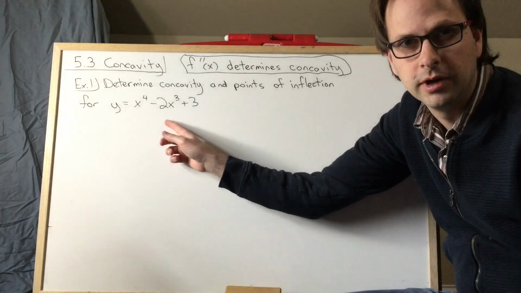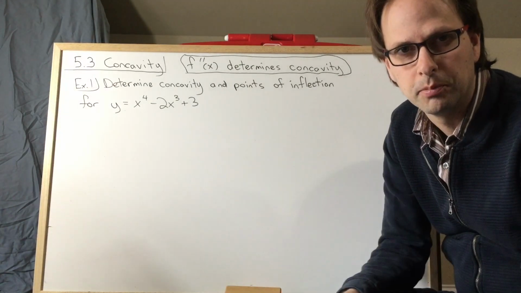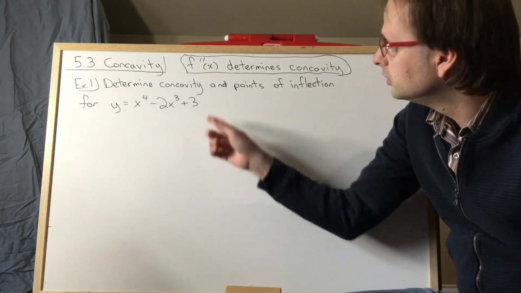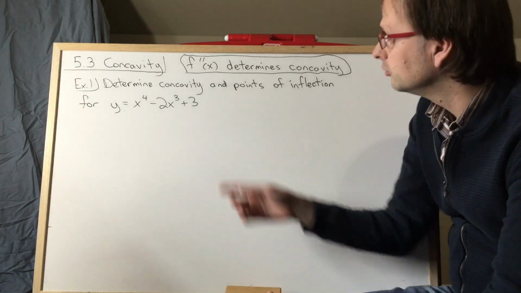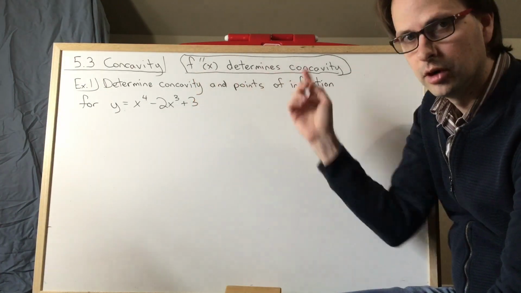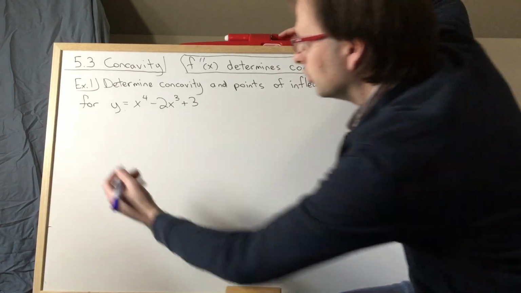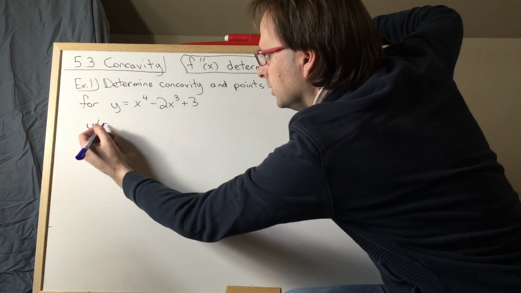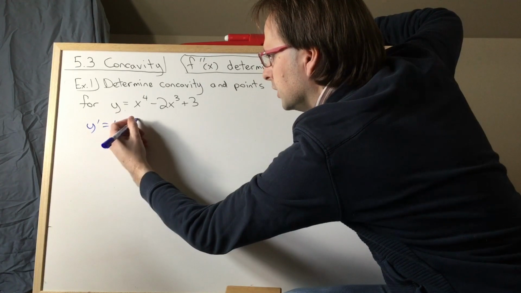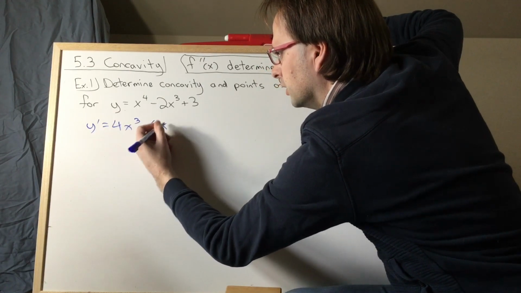So here's a quartic function that we can play with and try and figure out the points of inflection on. To do that, we're going to have to find the second derivative, because the second derivative determines concavity. So differentiating once, no big deal. 4x to the 3 minus 6x squared.